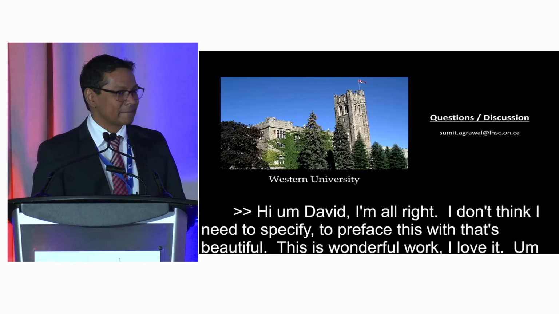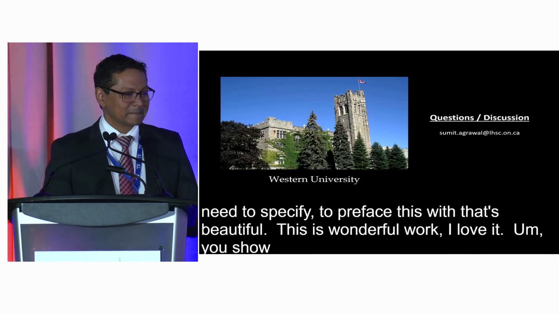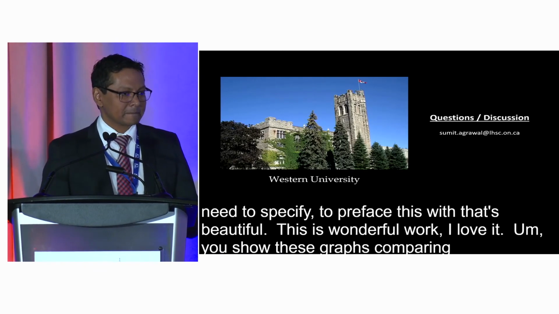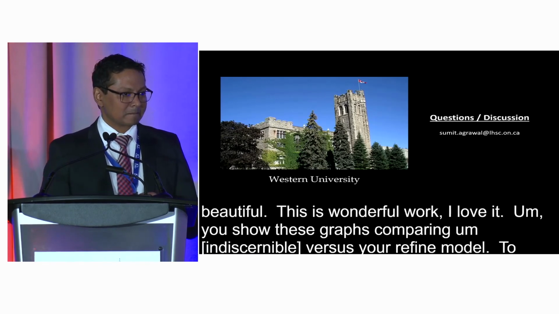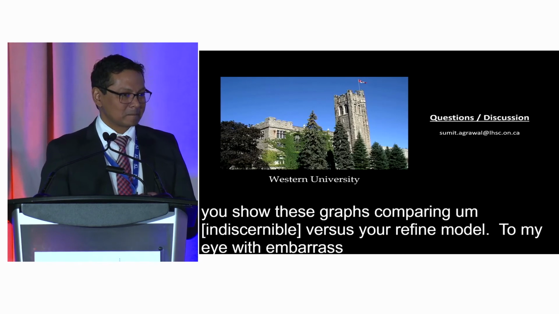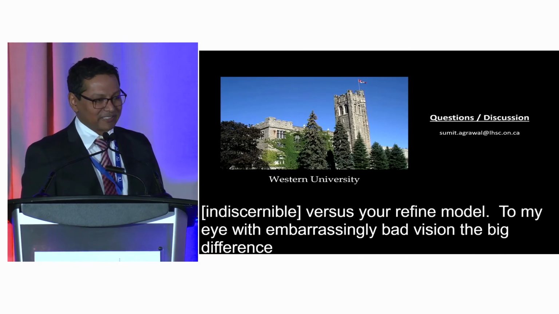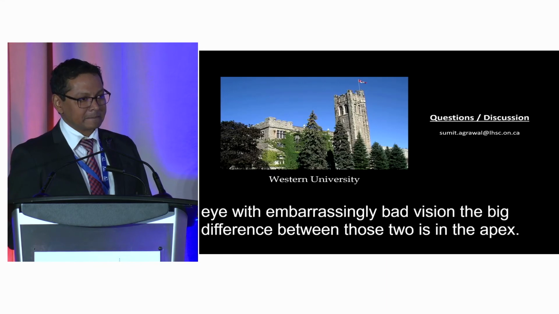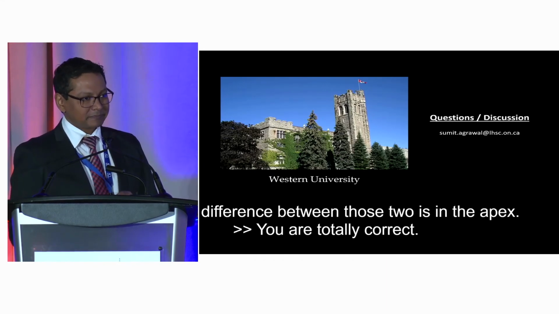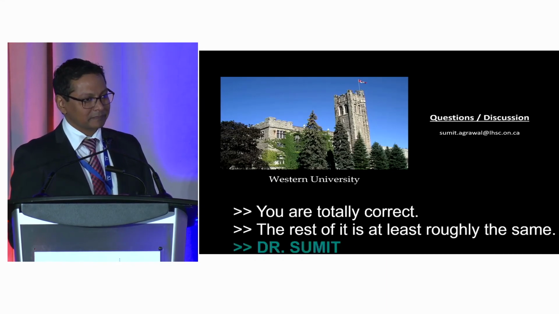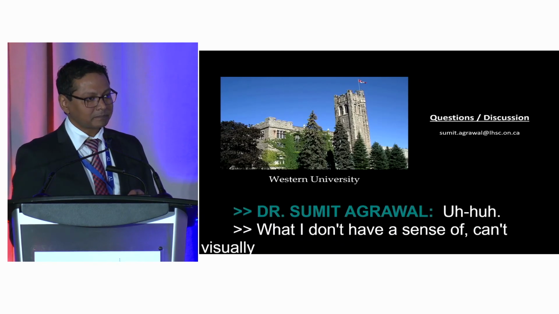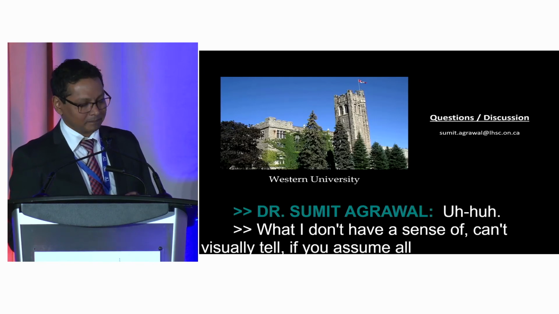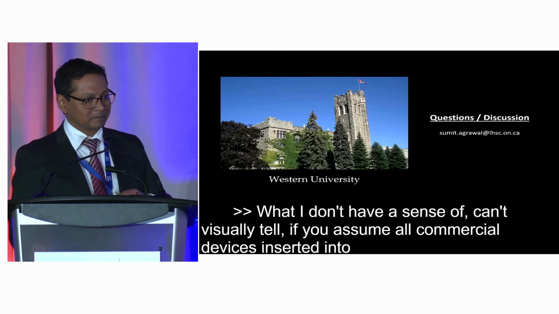You show these graphs comparing Stokowskaya versus your refined model. To my eye, with embarrassingly bad vision, it looks like the big difference between those two is in the apex. You're totally correct. The rest of it is at least roughly the same. What I don't have a sense of, if you assume that all commercial devices are inserted to 630 degrees or less, that's what a 31 is on average, how much difference is there practically for that range between the two estimates?